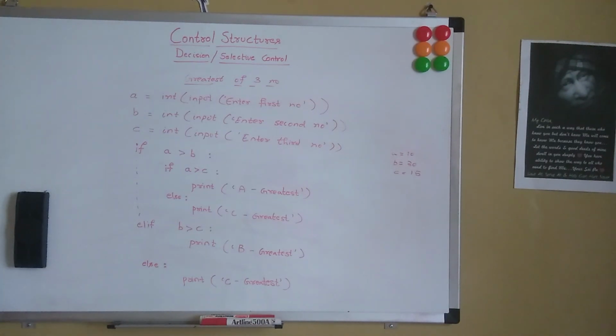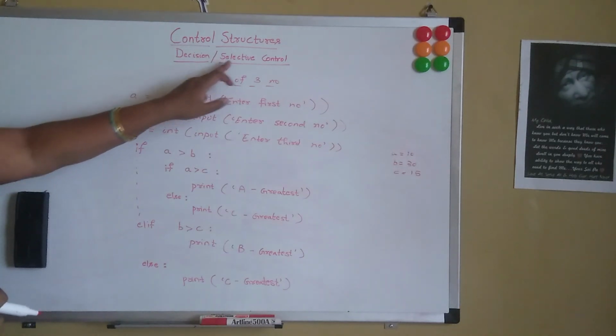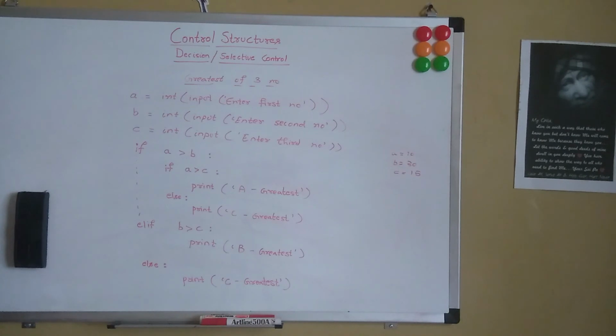Hope so friends, you have understood all the statements under the decision or selective control. So till now we have covered sequential and decision and selective control. In the next session, we'll look into the repetitive or iterative statements. So these were the code examples.